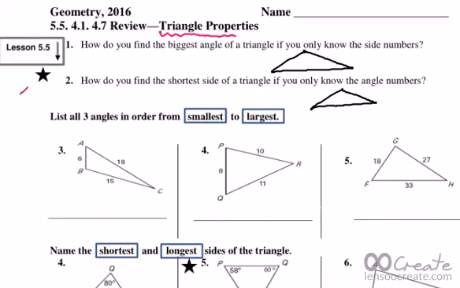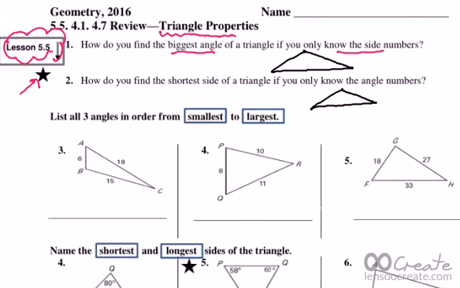A couple things to note: all of the starred questions are the ones you're going to find in this video, and if you're going through your review, each section of the worksheet tells you where to reference in your notes if you want to go back and study something. If I'm looking at these first two questions, it asks, how do you find the biggest angle if you only know the side?